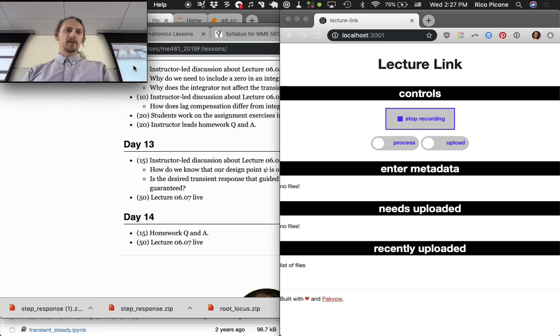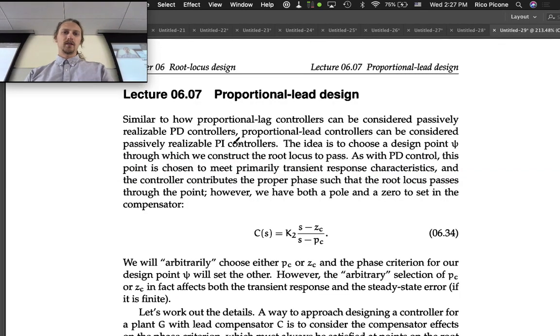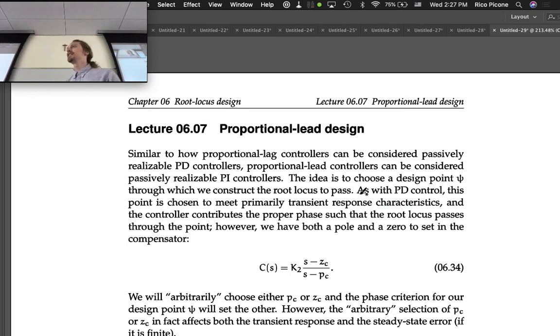All right. Lecture 6-7, proportional lead design. Similar to how proportional lag controllers can be considered passively realizable PI controllers, this is exactly opposite. Proportional lead controllers can be considered passively realizable PD controllers.